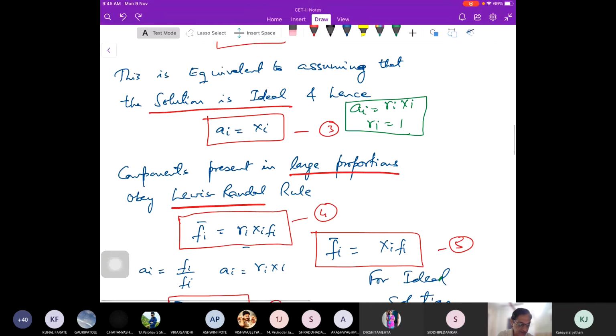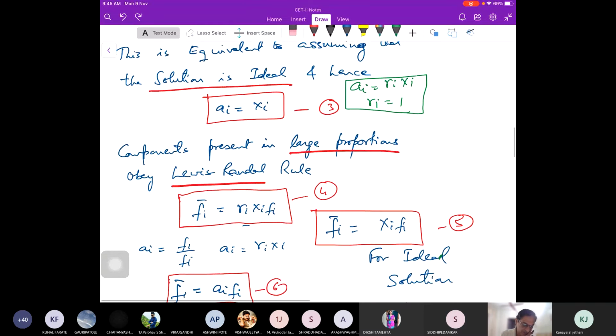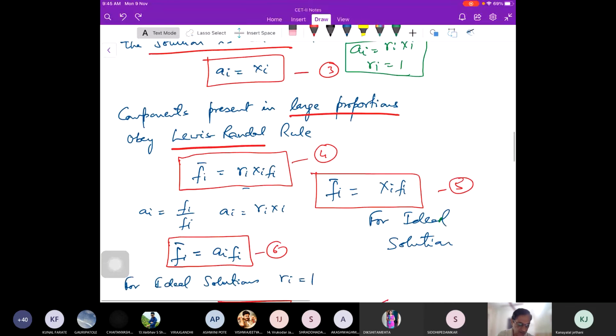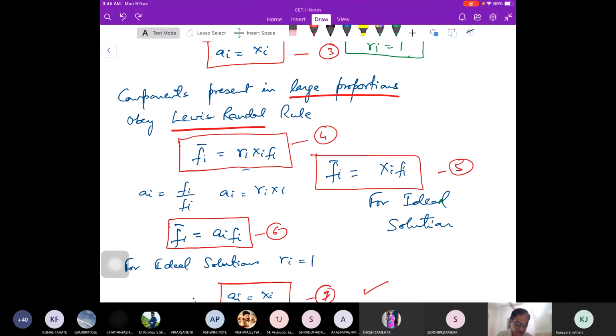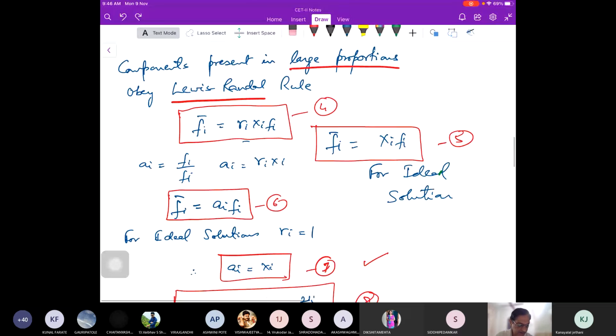Okay, so components present in large proportions obey Lewis-Randall rule, right? Lewis-Randall rule हमने derive किया था f_i bar is equal to gamma_i x_i into f_i, and for ideal solution f_i bar is equal to x_i into f_i because gamma is equal to 1, and this gives us f_i bar is equal to a_i into f_i because a_i is equal to gamma_i x_i.